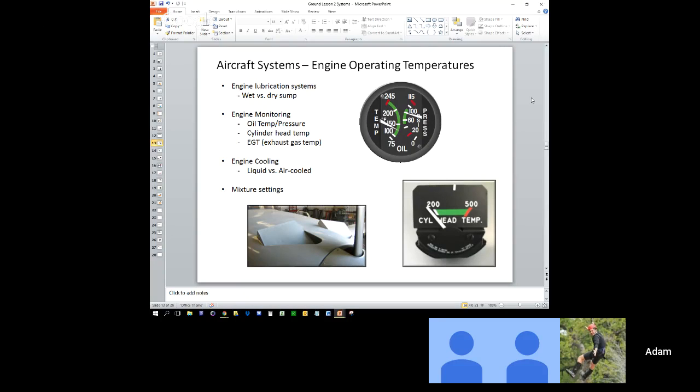Any other flight regimes you can think of where the air cooling aspect of the engine is important to keep in mind?